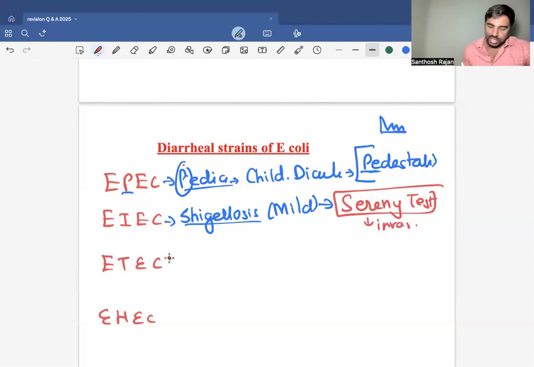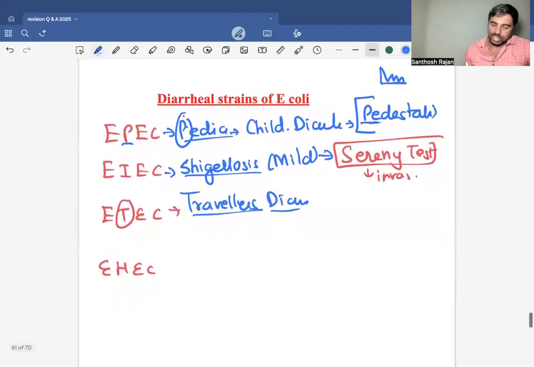T for travelers. This ETEC causes travelers' diarrhea. T for toxin or travelers. This is a mild form. Travelers' diarrhea, that's it. It's a very mild one, not that serious.